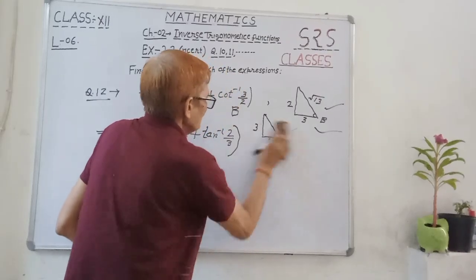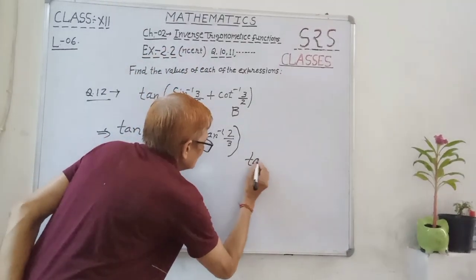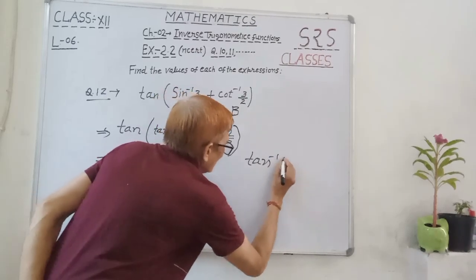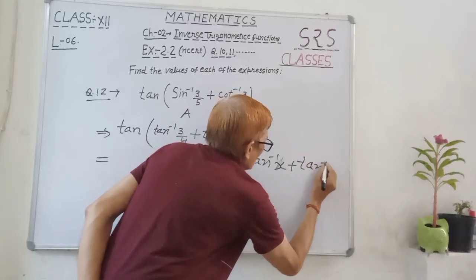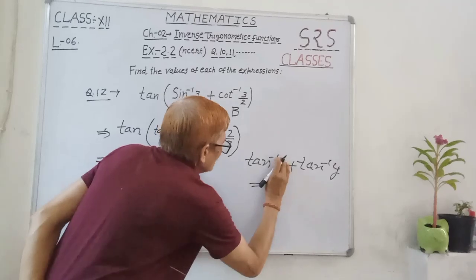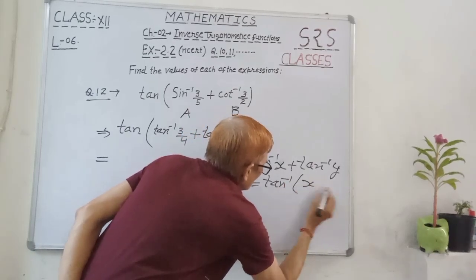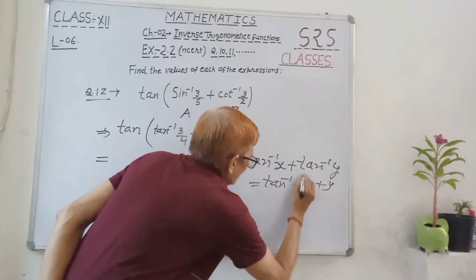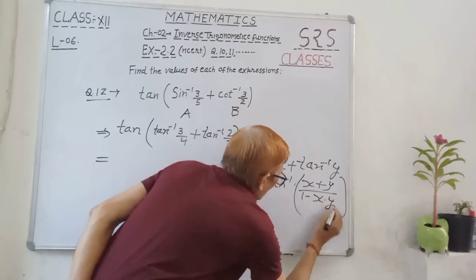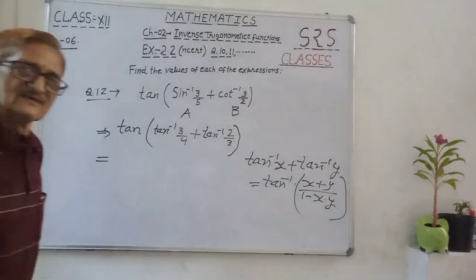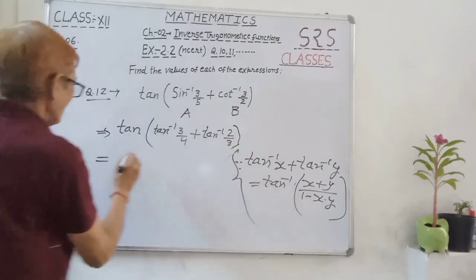One formula is there. What formula? Tan inverse x plus tan inverse y is equal to tan inverse of x plus y upon 1 minus x into y. Understand? Okay, so use this formula.